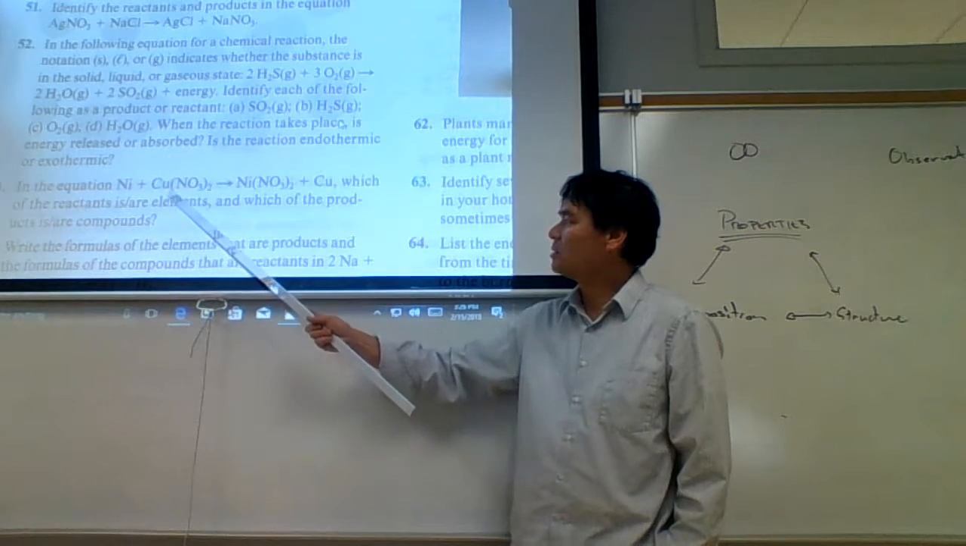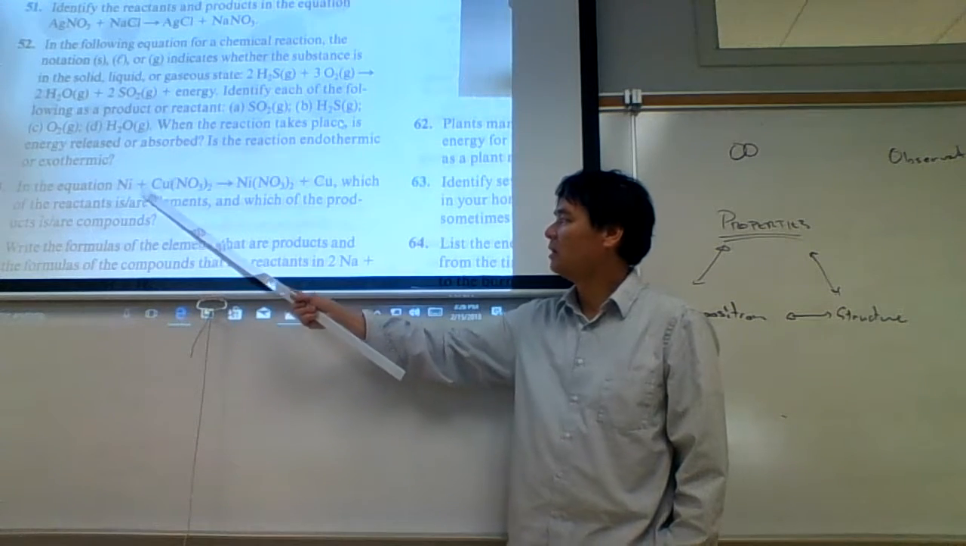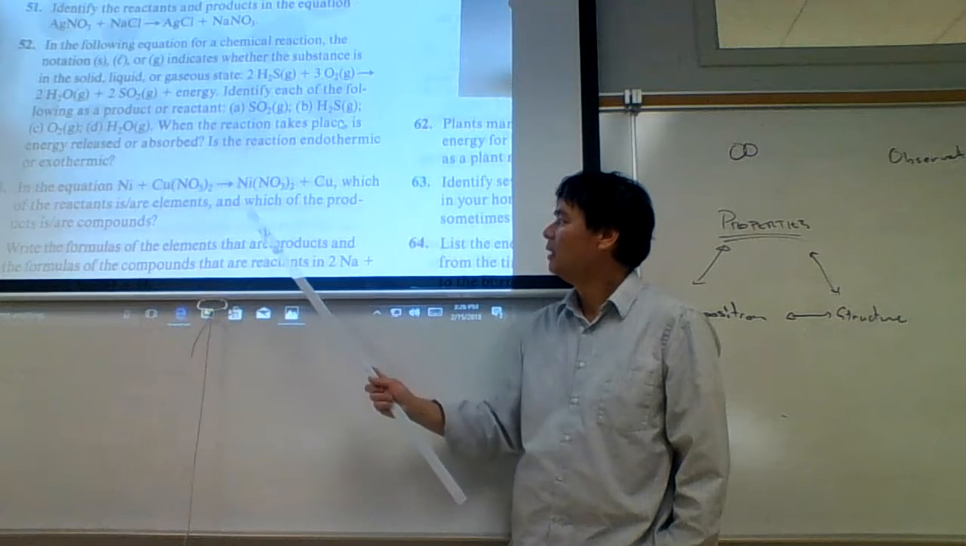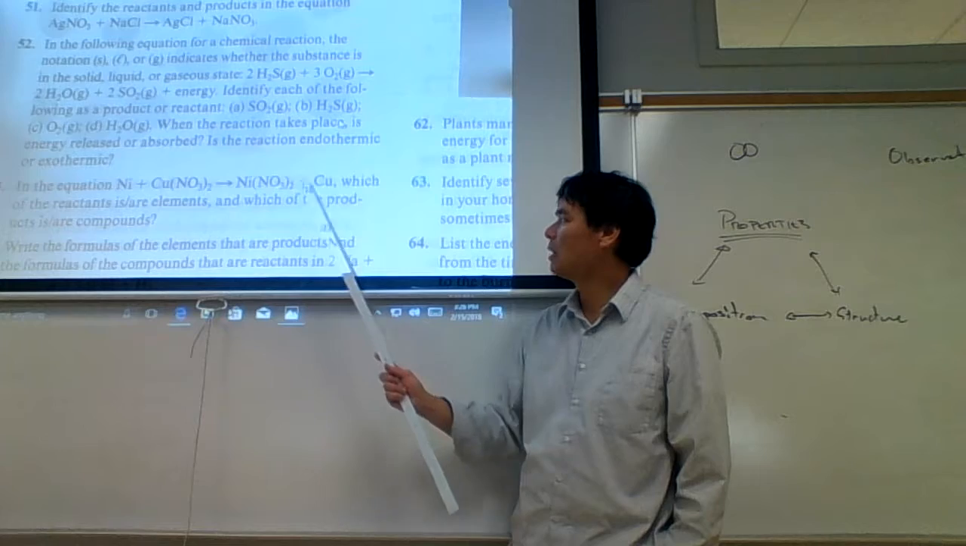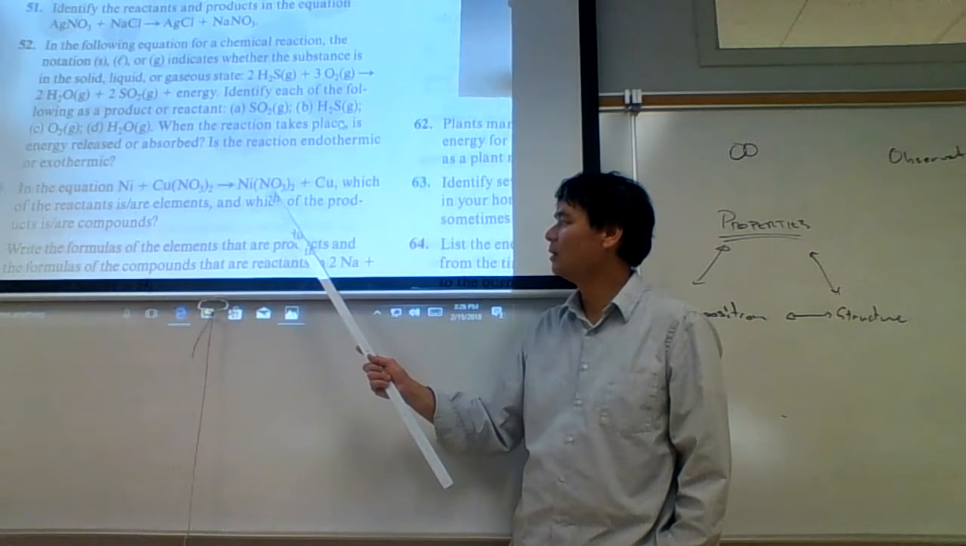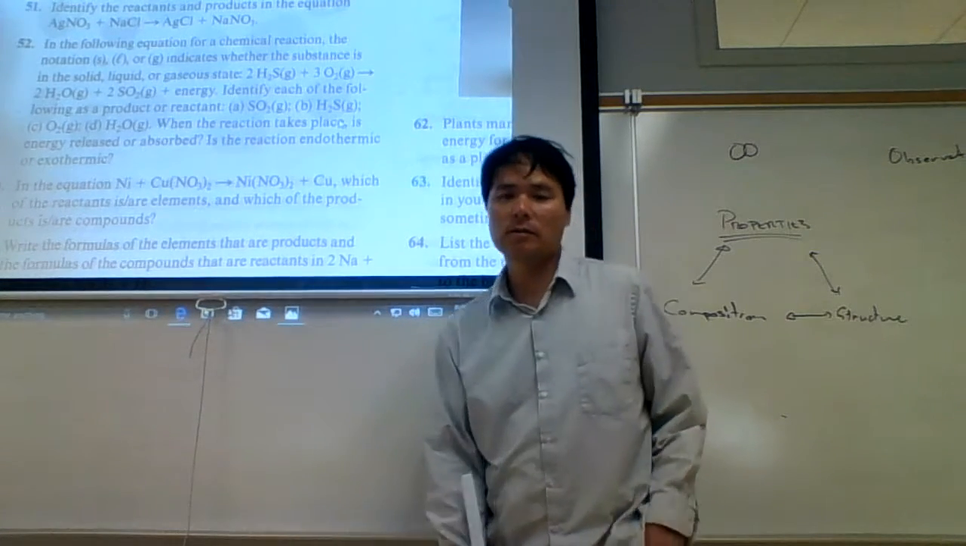Which of the reactants is our elements? Nickel; this is a compound. And which of the products is our compounds? Copper would be an element, this would be a compound. And then we're good.